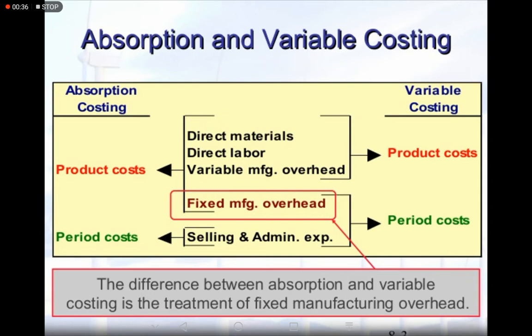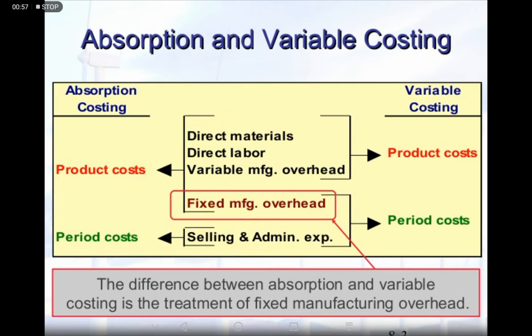Whenever you see inventory like $100 in a balance sheet or anywhere, just keep in mind that it consists of direct material, direct labor, and variable manufacturing overhead. Only the variable part of the manufacturing overhead. This is the case when we are applying variable costing.